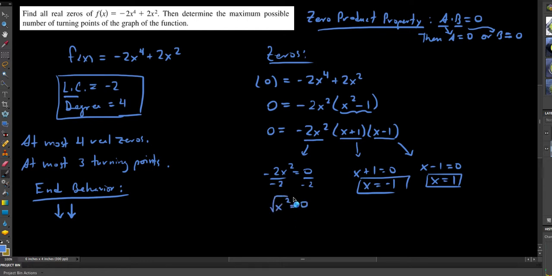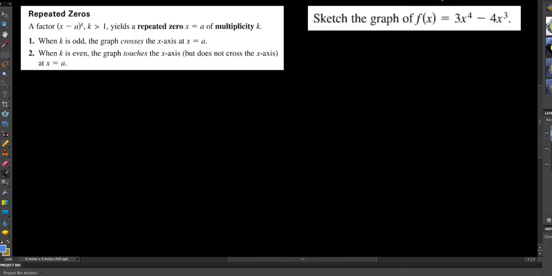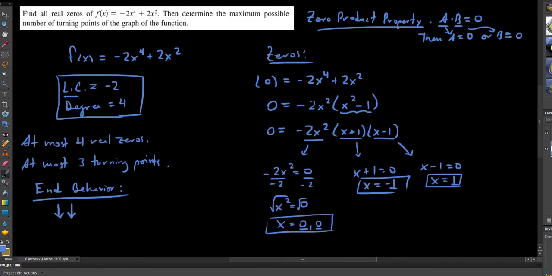And then we're going to have to take the square root of this 0 right here, which leads us to an interesting solution. We get +0 and -0. I know 0 is a neutral number, but you're going to see that I have listed it twice. The reason why is because I really want to emphasize the fact that we got 4 total zeros. And because the degree of this function is 4, we should have expected at most 4 zeros.